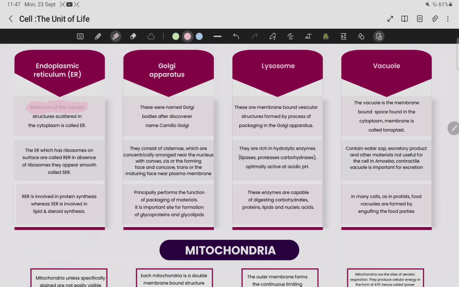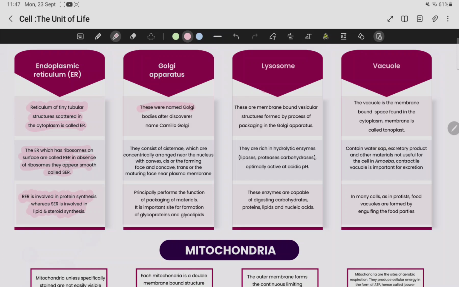The reticulum of tiny tubular structures scattered in the cytoplasm is called ER, or endoplasmic reticulum. The ER which has ribosomes on its surface is called RER, rough endoplasmic reticulum. In the absence of ribosomes, it is called SER, or smooth endoplasmic reticulum. RER is involved in protein synthesis, whereas SER is involved in lipid and steroid synthesis.